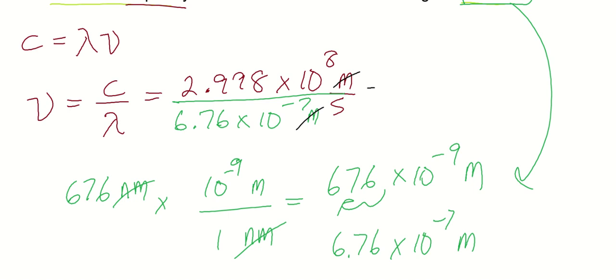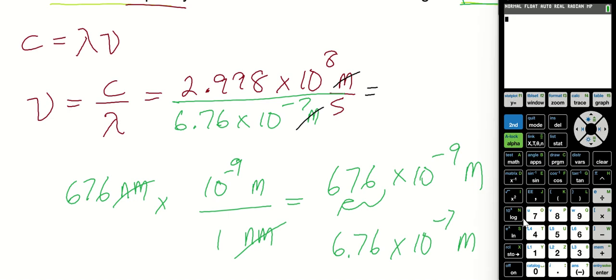Now we're going to need a calculator to finish this off. All right, 2.998 times 10 to the 8 divided by 6.76 times 10 to the negative 7. And we're expecting a very large number because these things move literally at the speed of light. They move really, really fast. So frequency means they're going to be very, very frequent. It's going to pass through.